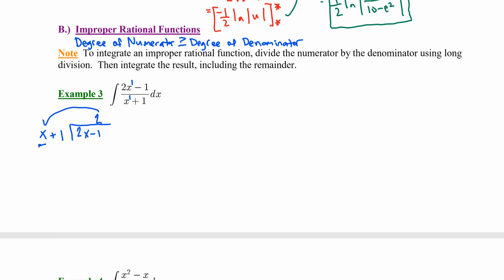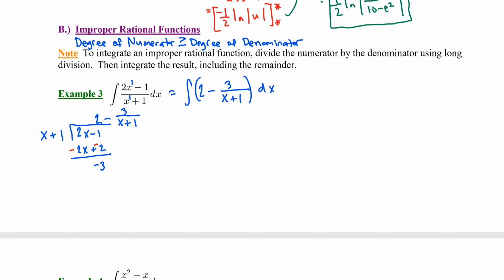Then I'm going to distribute the 2 to each term of the divisor, 2x plus 2. And then we're going to change the signs just like you do with real number long division. That is, we're going to subtract these terms. So that's going to give us -3. That is our remainder. So we properly express the remainder as a quotient with the divisor. So our integral can be rewritten as the integral of 2 minus 3 over x plus 1 dx.